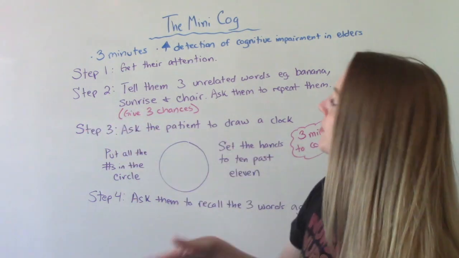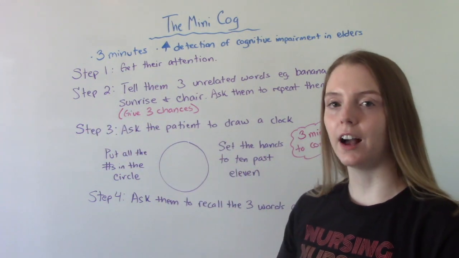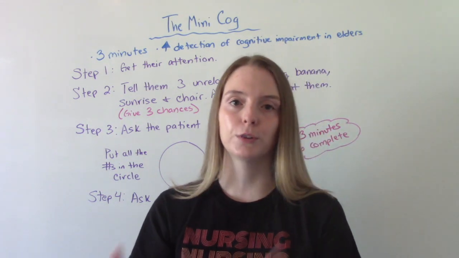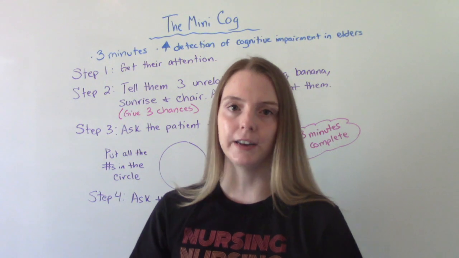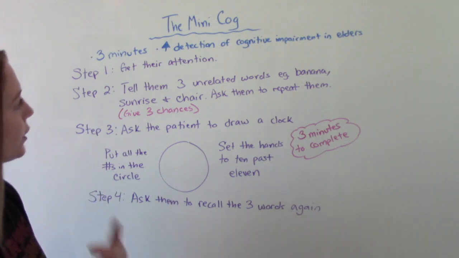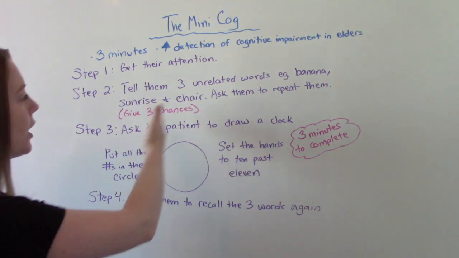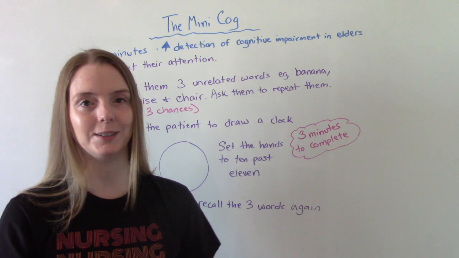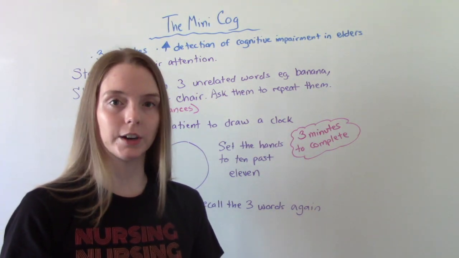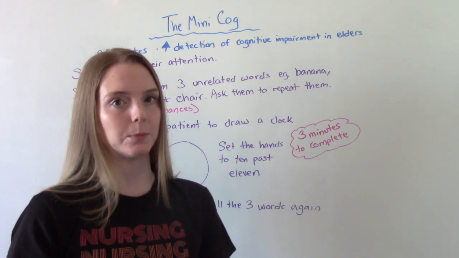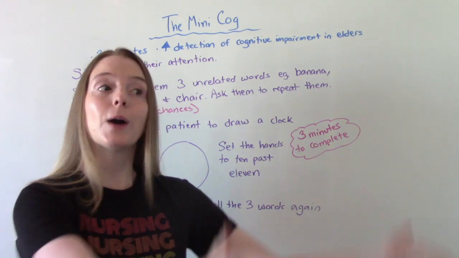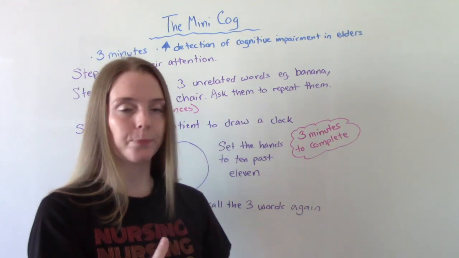The second part is you're going to tell them 3 completely unrelated words. And it is recommended that you use the words provided by the official standardized Mini Cog. Don't make up your own words. So for example, we're going to use the words banana, sunrise, and chair. Completely unrelated to each other. So you're going to say, okay, Mr. Johnson, I'm going to tell you a few words, and I want you to repeat them back to me. Banana, sunrise, chair. So ask them if they can repeat it back to you right away.